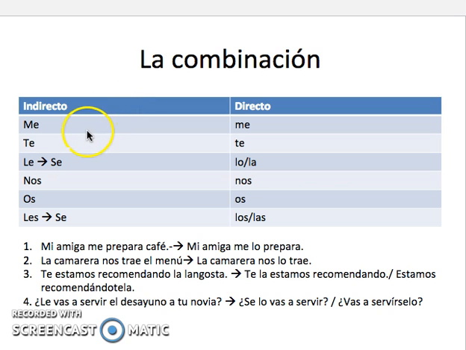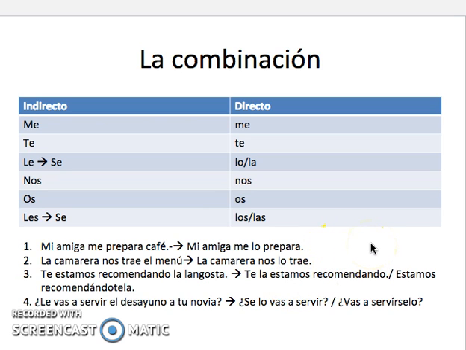Be careful because when you do the combination of, for example, le and lo, le and la, le, los, le, las, le is going to become se. Okay, same thing with les. Les is going to become se. So we never say les lo, les los. It would be even hard to say. So instead we will say selo or selos. Okay. Muy bien. Aquí tenemos algunos ejemplos.